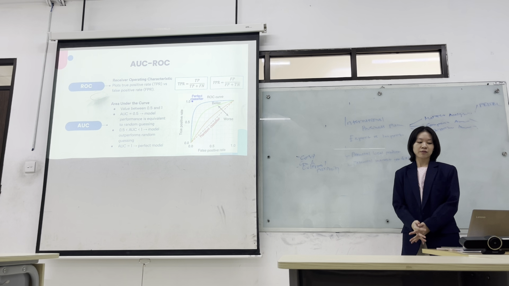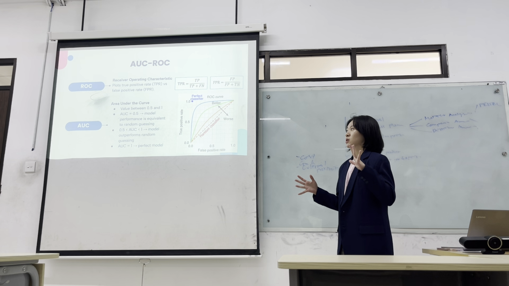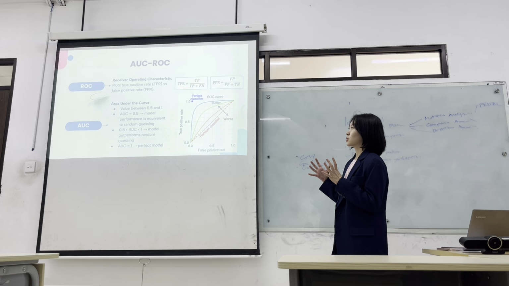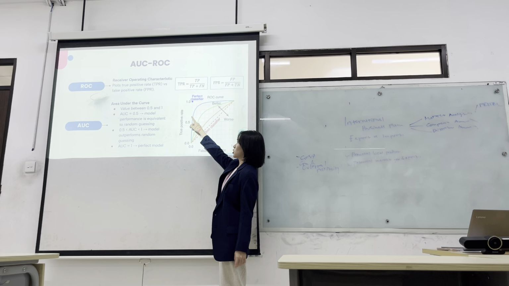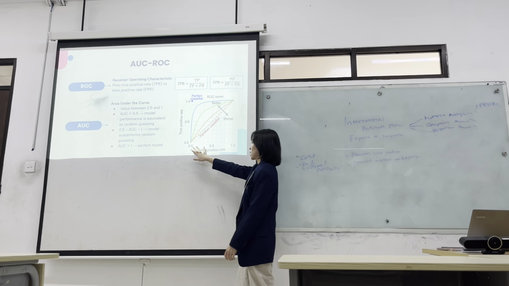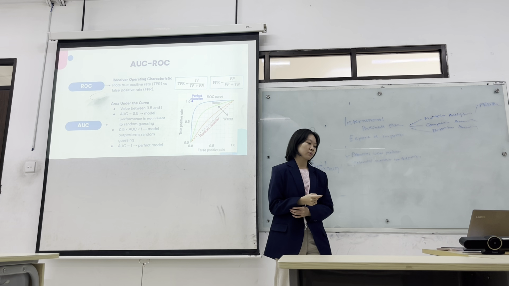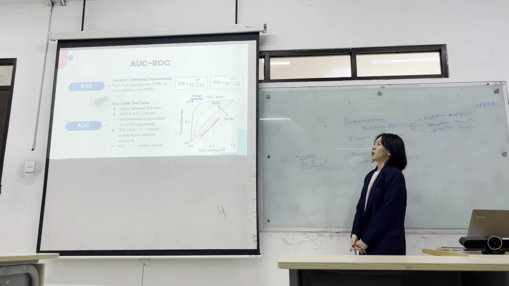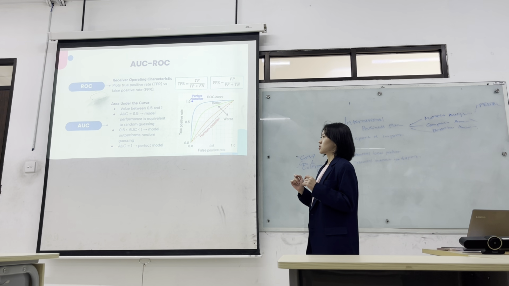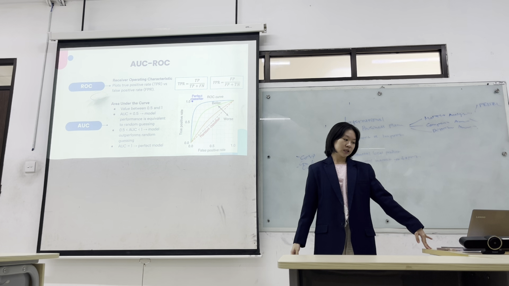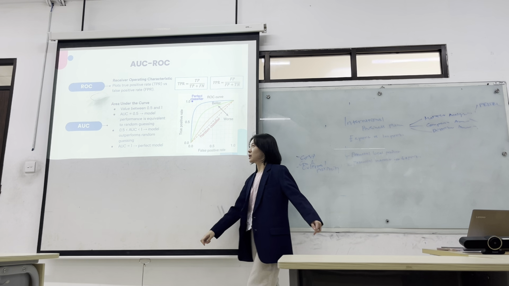And then we have AUC ROC. ROC is the receiver operating characteristic. It plots the true positive rate, or TPR, versus the false positive rate. So for the TPR, we can put it on the y-axis and FPR on the x-axis, where TPR is true positive divided by true positive plus false negative, and the FPR is equal to false positive divided by false positive plus true negative.